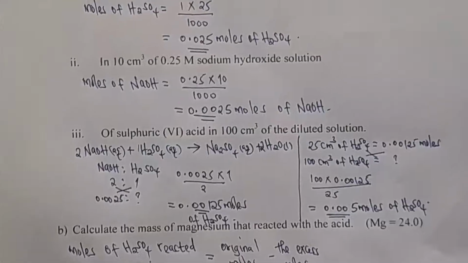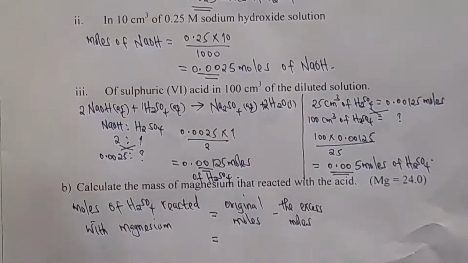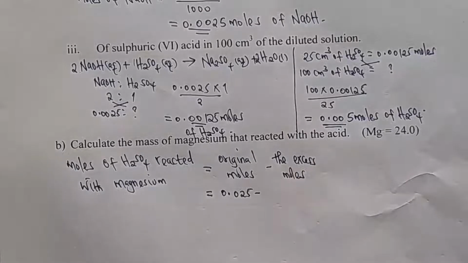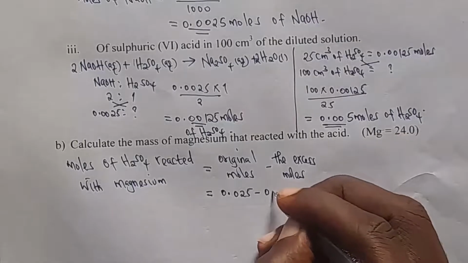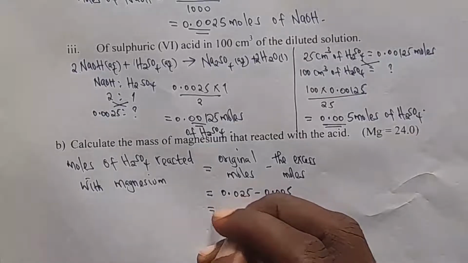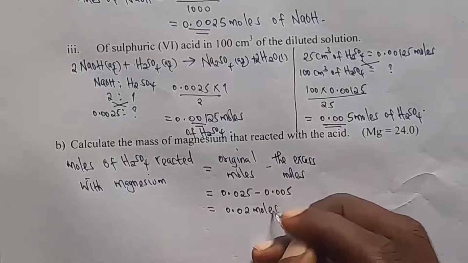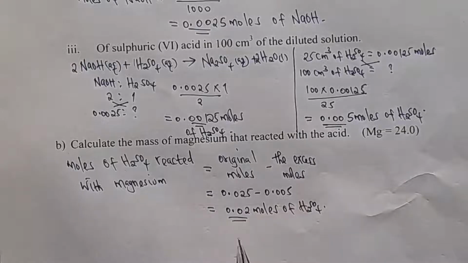Okay, so what is the original moles of sulfuric acid? We have done that one in part A, roman 1. We have gotten 0.025 moles. So we are going to say 0.025 moles minus the excess moles of the sulfuric acid, which we have gotten 0.005 here. When we put this one in the calculator, we are going to get 0.02 moles of sulfuric acid. So this is the number of moles of sulfuric acid that has reacted with the magnesium.